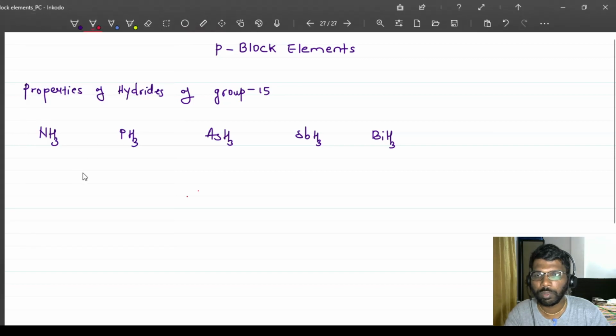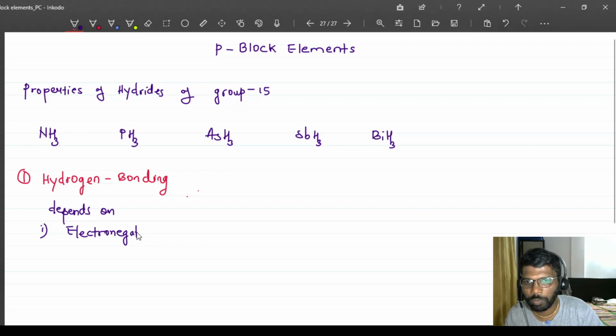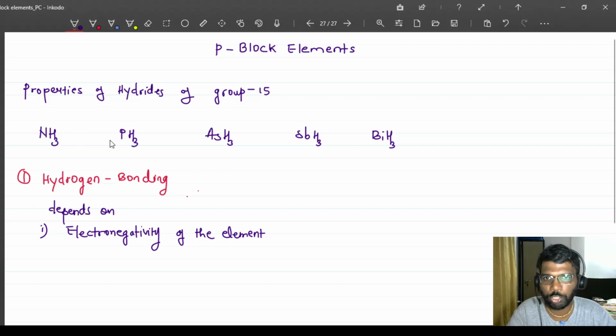The first property we are going to learn about is hydrogen bonding. Hydrogen bonding depends mainly on the electronegativity of the element. Here we have nitrogen, phosphorus, arsenic, antimony, and bismuth.